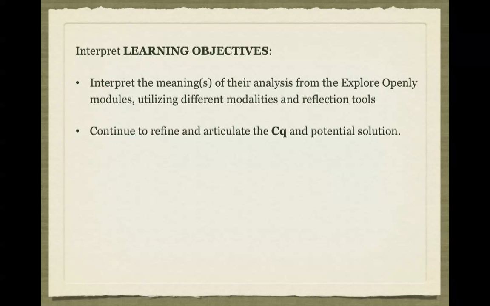So the learning objectives for this: we want to interpret the meaning of the analysis from the Explore Openly phase, and we want to use different modalities and reflection tools. In the Explore phase, it's predominantly rational because we're collecting data and we're looking at evidence and facts. Now we're going to look at different dimensions of human knowledge. We're going to look at our values, we're going to look at emotional content, because in doing this work, we also discover ourselves, and the self is never absent from this research.